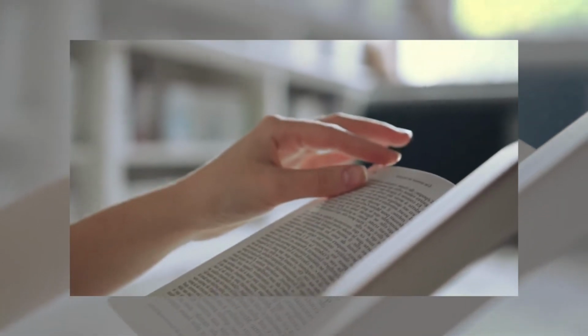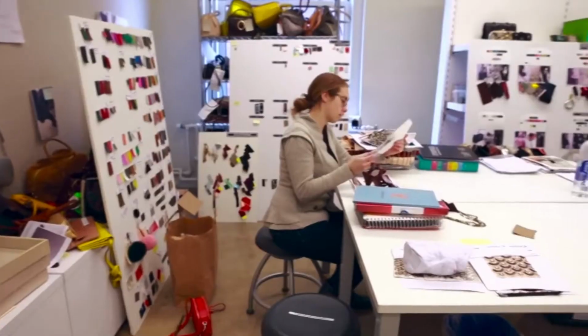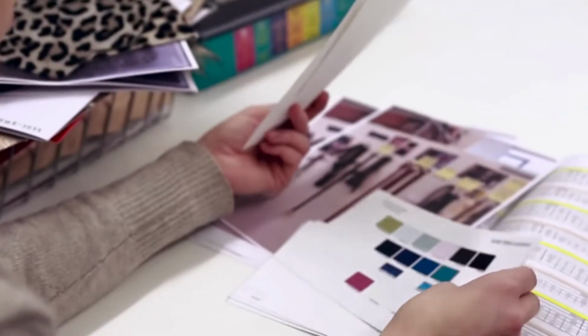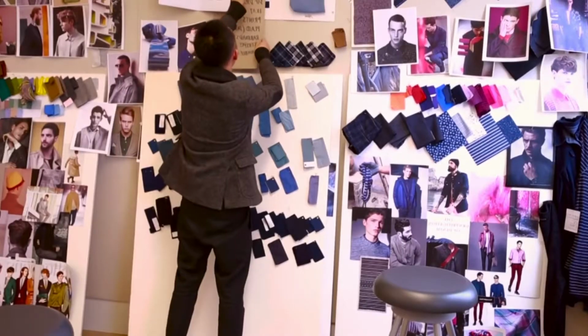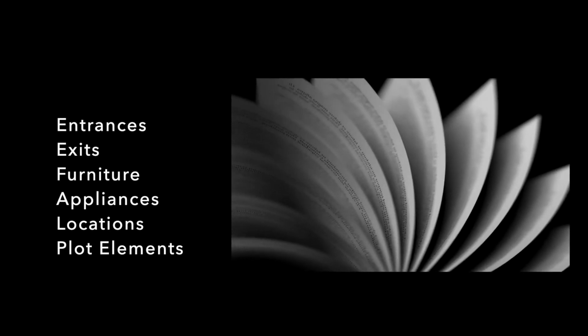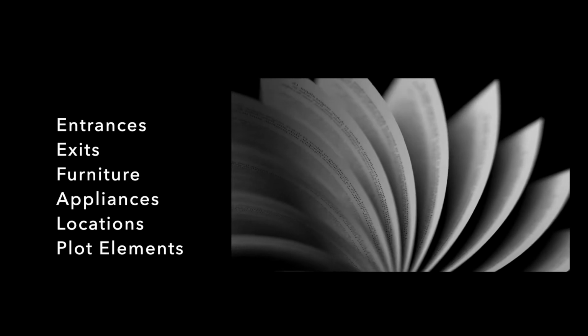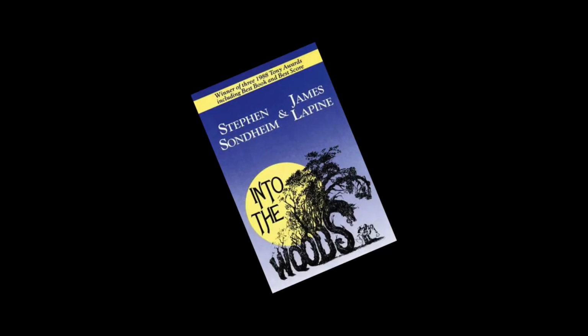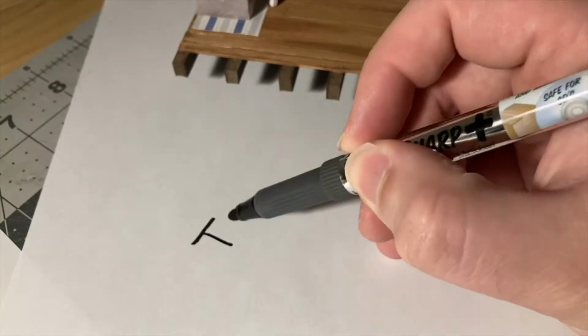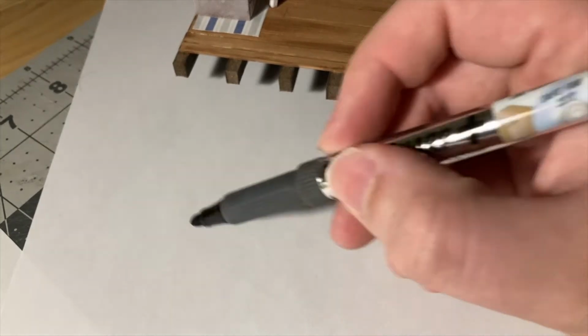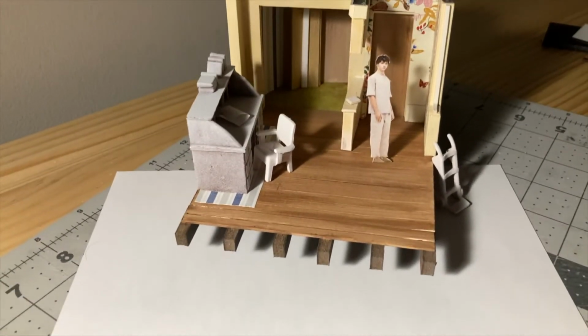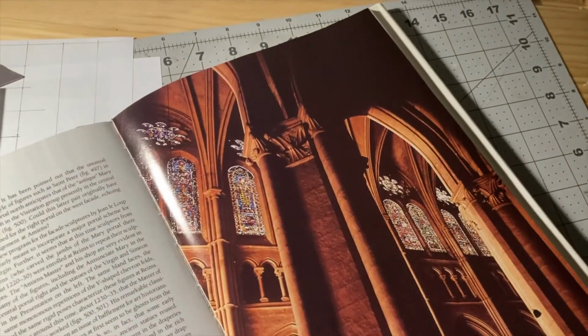the script, text, or libretto. After establishing the creative direction for the production with the director, you must break down the script and inventory all of its requirements. This could include architectural features like entrances and exits, furniture and appliances, locations, and plot elements like a giant beanstalk or barricade. The other bit of information includes time and place. This will inform your research and influence the aesthetic details of your design.